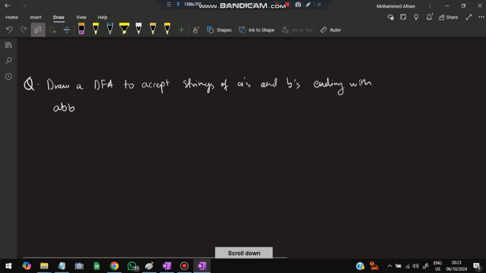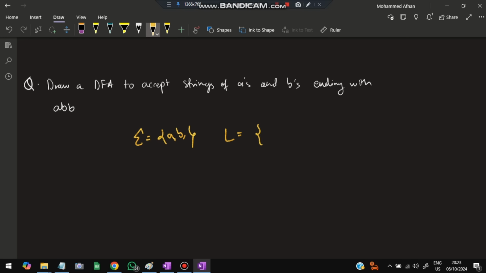Moving on, draw a DFA to accept the strings of A's and B's ending with ABB. So what are the alphabets we have here? A, B. The least string you can form is ABB, ending with ABB. Before ABB, I can have n number of A's and n number of B's. I can write A, ABB, or I can write B, ABB, and so on, or any other things I can write here.